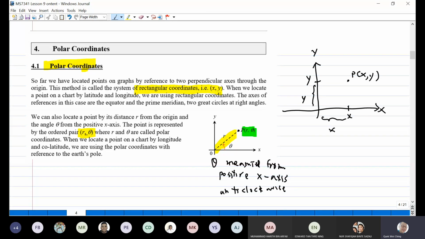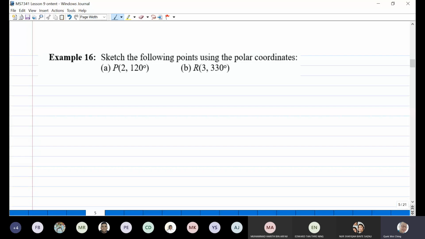So let's look at example 16. How do we actually find where the polar coordinate is? All right, example 16. Locate the point. I sketch the following. Locate the point. So here is the point A, the 2 point, for P. So what does the 2 here mean? 2 means r is equal to 2. The distance from the origin is 2. And theta is 120 here. This is what for P, right? So what does it mean?